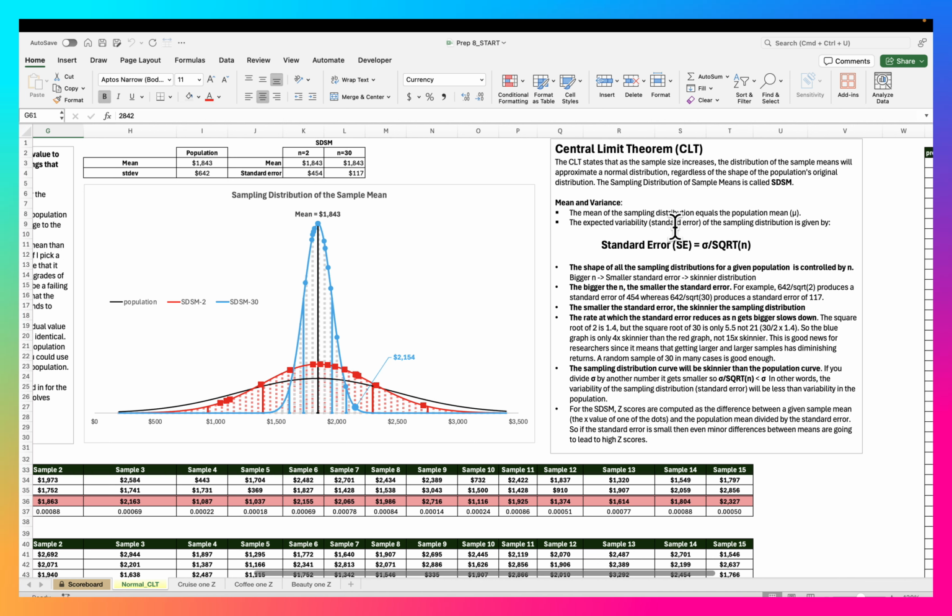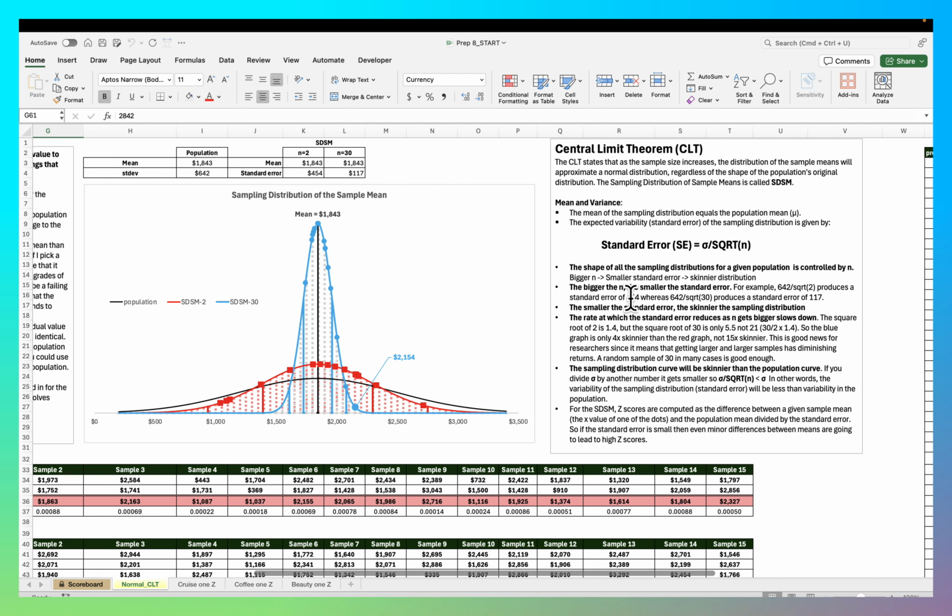The expected variability, what's called standard error, of the sampling distribution is given by standard error equals sigma divided by the square root of n. So basically you take the population standard deviation and you reduce it by dividing it, not just by the sample size, but by the square root of the sample size. That's why the red curve and the blue curve are pointier than the black curve, because of this denominator. And the blue curve is pointier than the red curve because it has a bigger denominator.